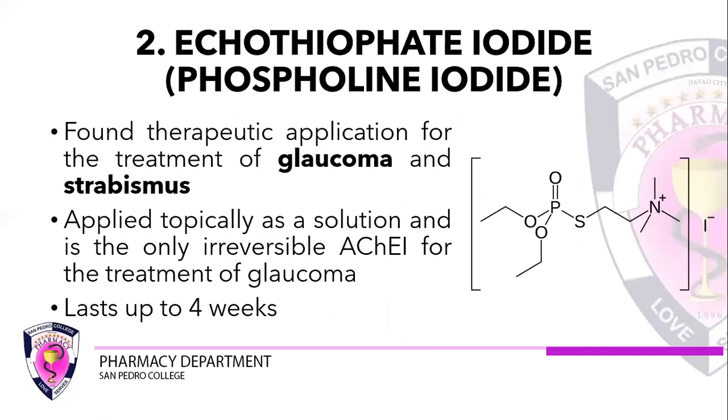Another drug, we have ecothiophate iodide. Ecothiophate iodide, it is used for the treatment of glaucoma and strabismus. It is applied topically as a solution, and it is the only irreversible acetylcholinesterase inhibitor na considered daw to be safe for the treatment of glaucoma. So it lasts rather up to 4 weeks.